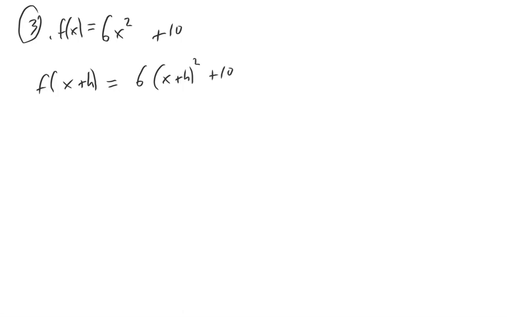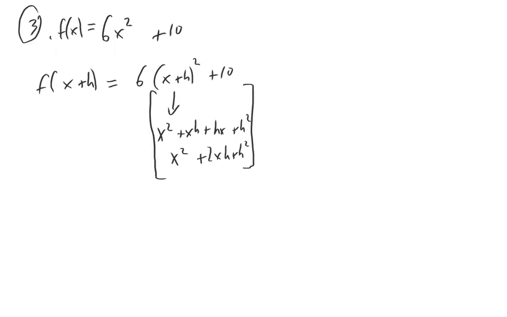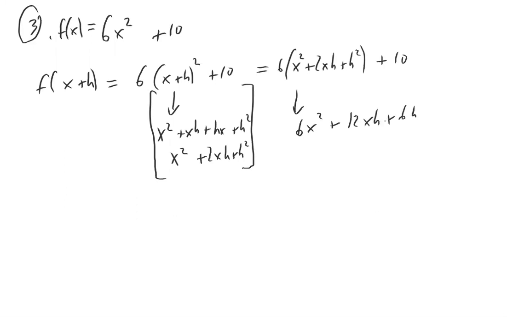If I square x plus h, it equals x squared plus xh plus hx plus h squared, which can be reduced to x squared plus 2xh plus h squared. Then remember that there's a 6 in front of that, so this equals 6 times x squared plus 2xh plus h squared, plus 10. So if I bring that down again, it equals 6x squared plus 12xh plus 6h squared plus 10. Now it asks us to do this.